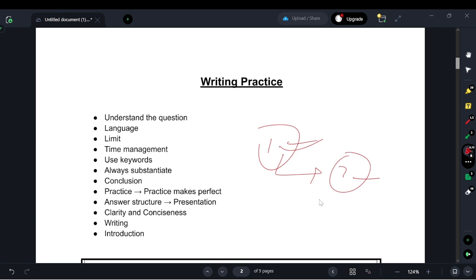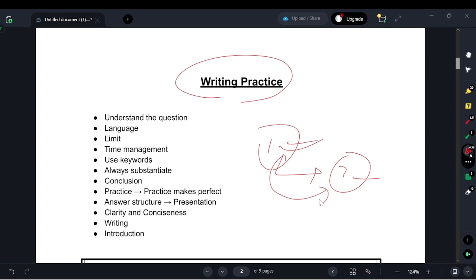But in the writing practice, they are now testing your in-depth knowledge about the subject, how much knowledge you have about it, right? So if you know the thing and you are not able to present it on the paper, it is of no use. Okay, that's why we need to do the writing practice.